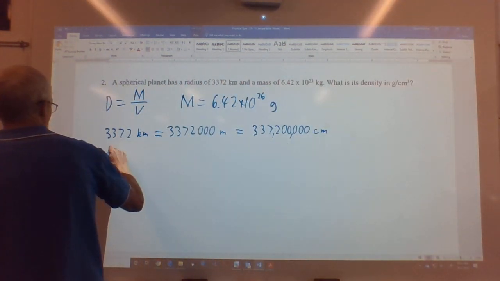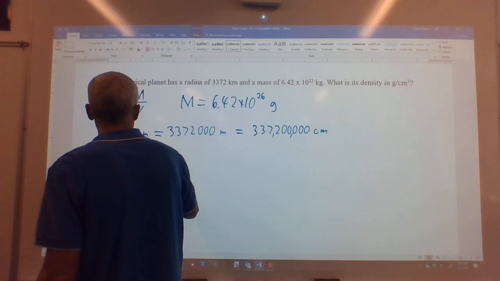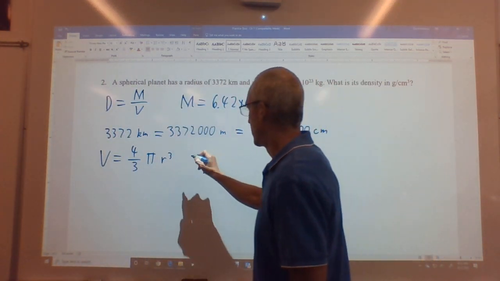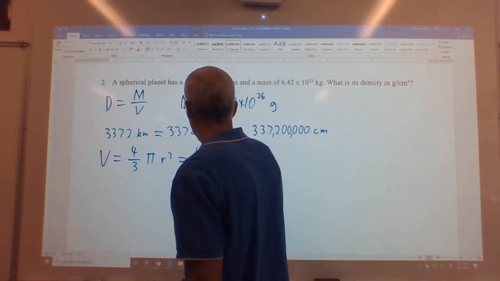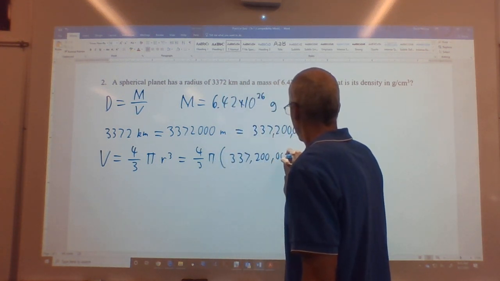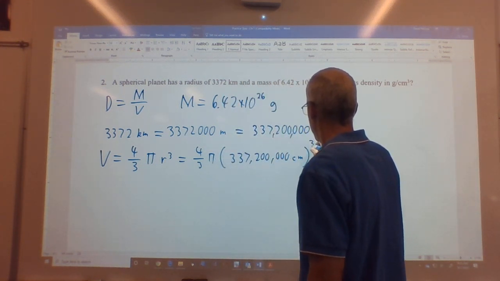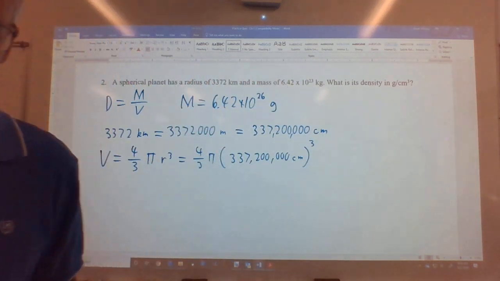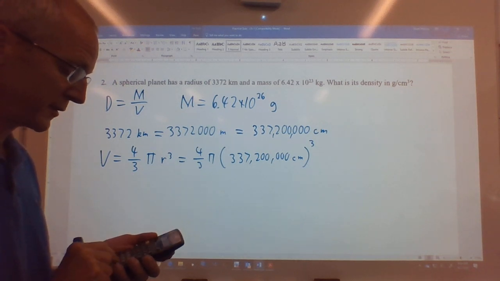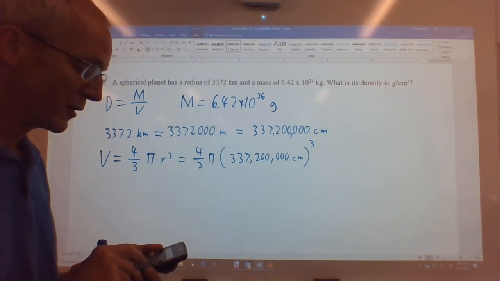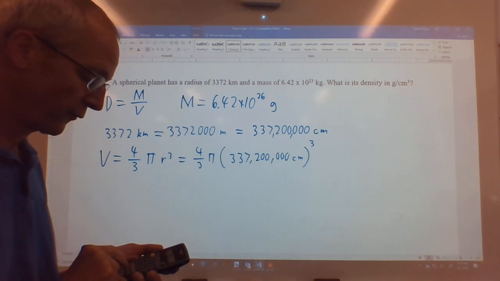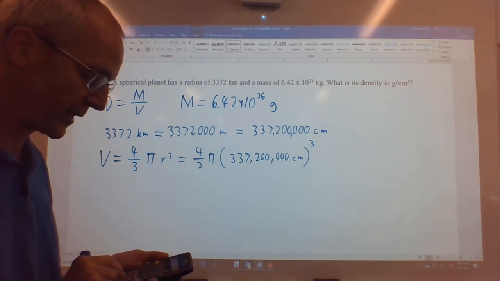It's a sphere. We already did a density problem where we used this formula. Spheres are 4/3 pi r cubed. So that's 4/3 pi times this big number cubed, centimeters to the 3rd power. Make sure you can do this correctly on your calculator. It can be tricky to cube things. 337,200,000 y to the x, 3 is how I did it on mine, times 4 times pi divided by 3.